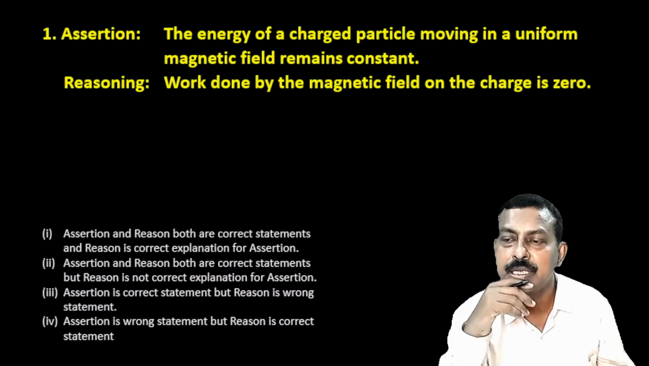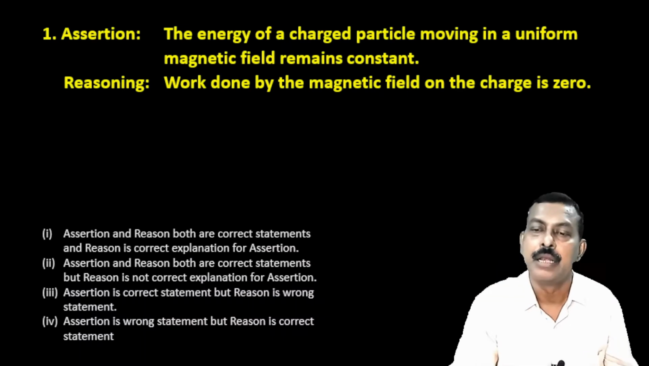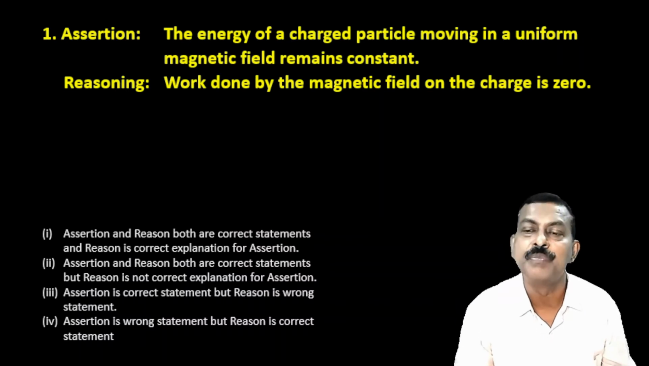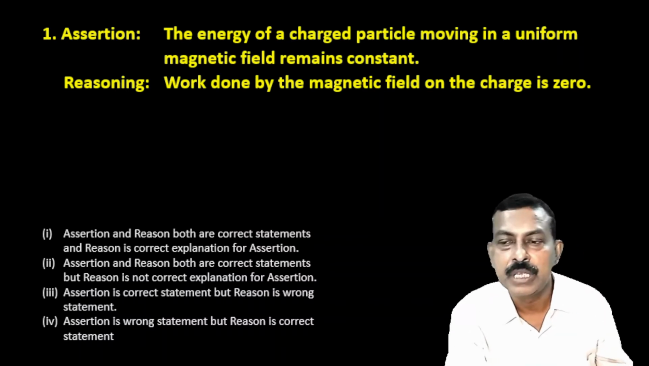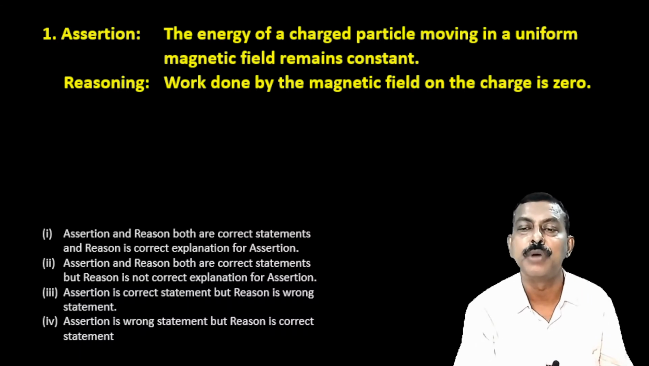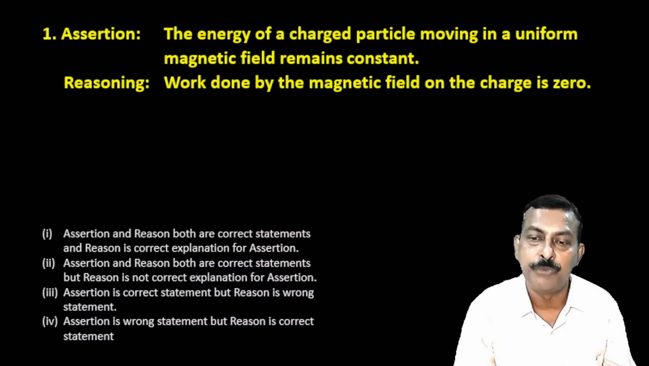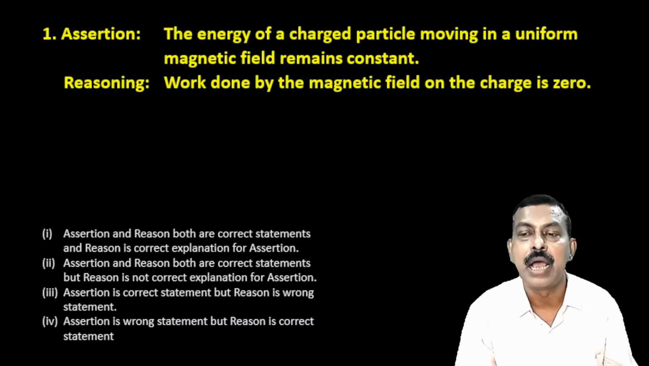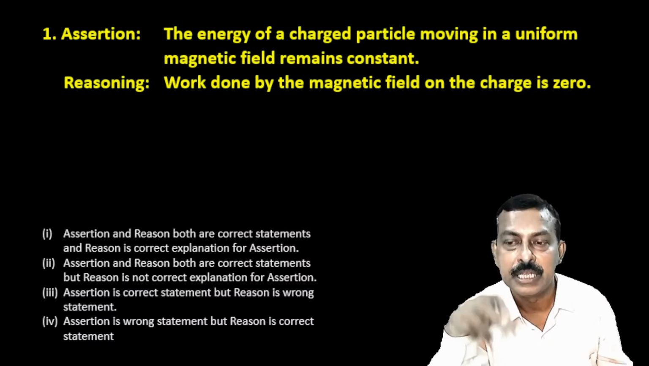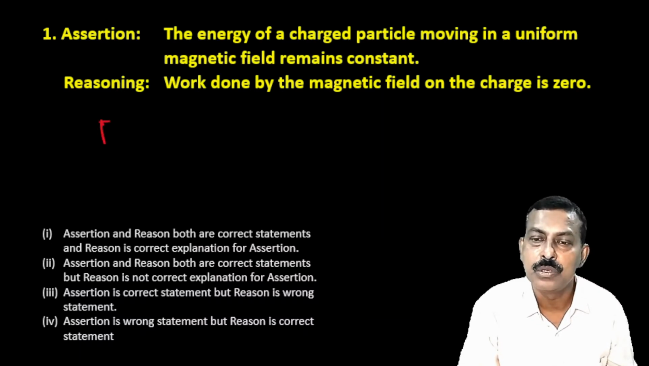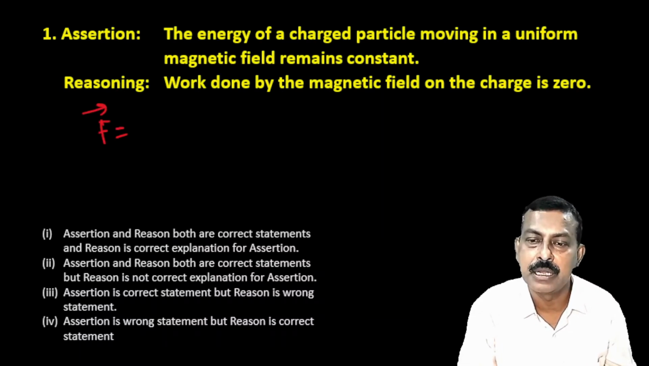The energy of a charged particle moving in a uniform magnetic field remains constant. And the reason given is that work done by the magnetic field on the charge is 0. Now, if a charged particle is moving in a uniform magnetic field, the velocity and the magnetic field will give you the direction of the force, which will be perpendicular to them, that is F will be given as q V cross B.